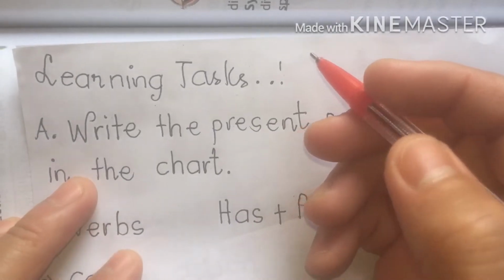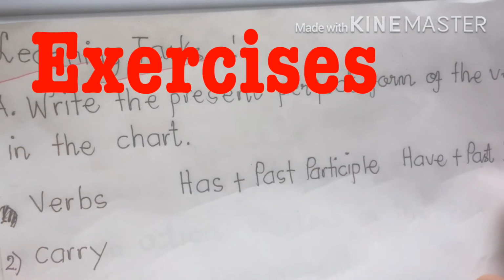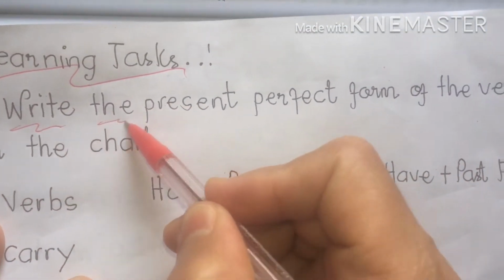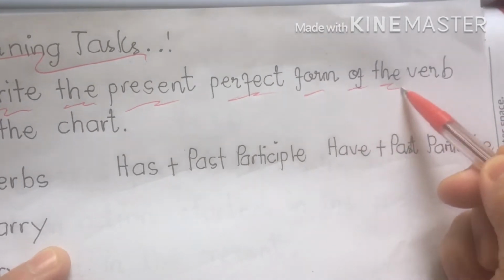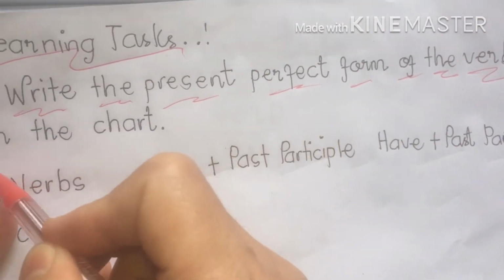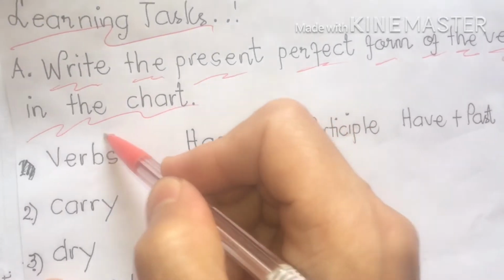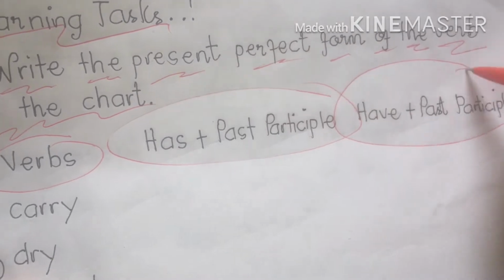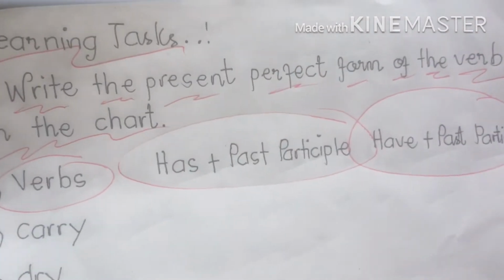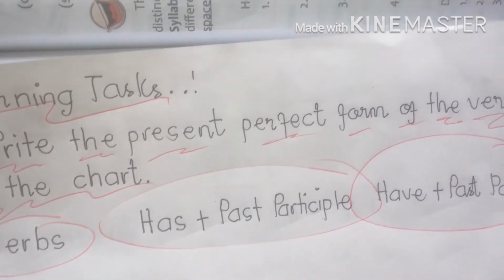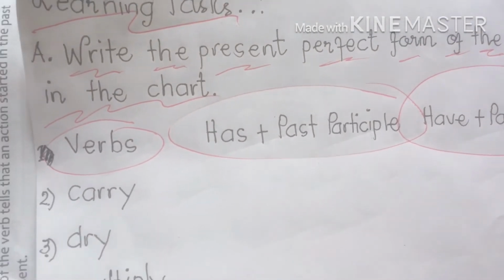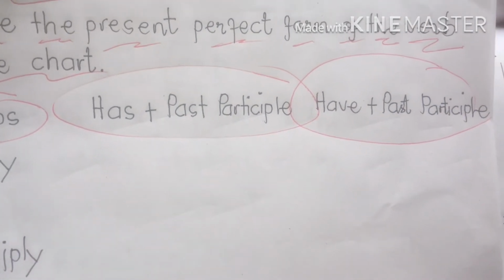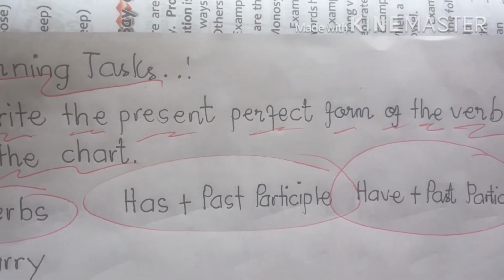First is our learning task. What is our learning task, Teacher Ram? Our learning task is we're going to write, my dear pupils, the present perfect form of the verb. We have here in our chart verbs, has plus past participle and have plus past participle. Actually, this is a kind of pattern, class, wherein you, my dear viewers, can follow me, and then automatically, my dear students, you can easily know the function of has and have.